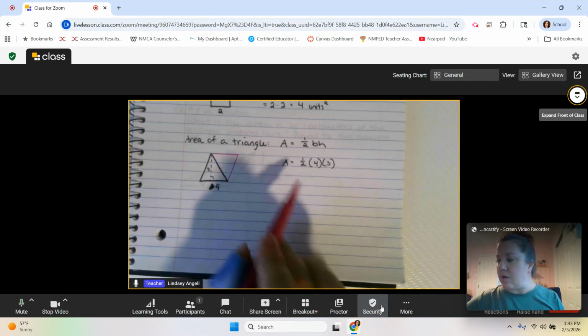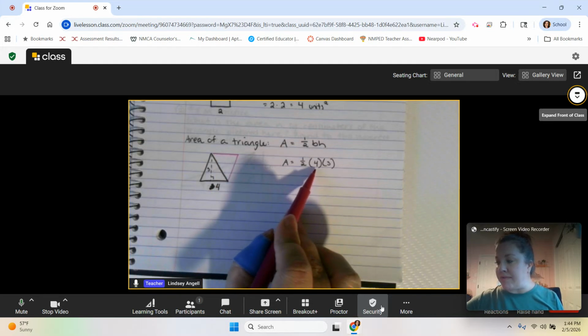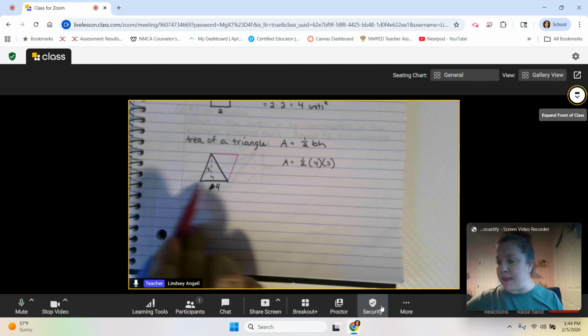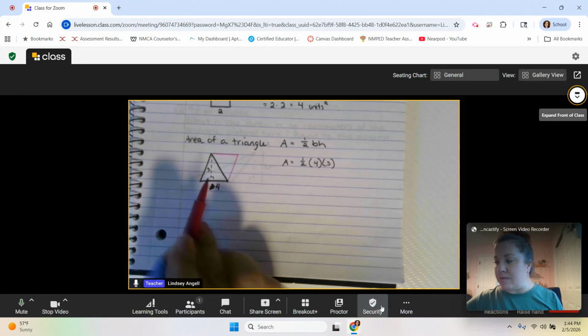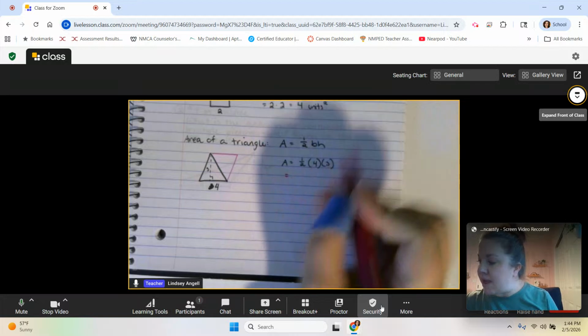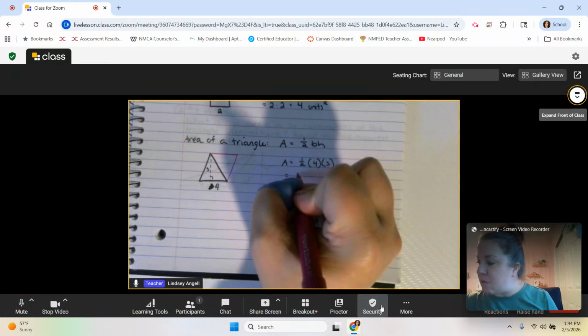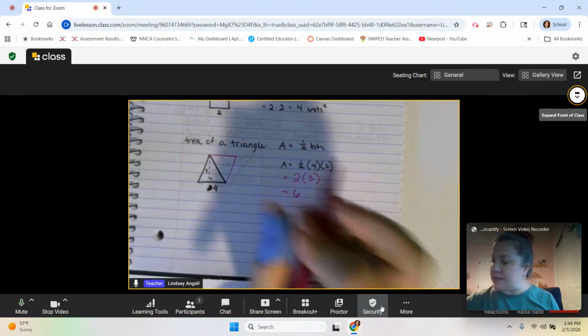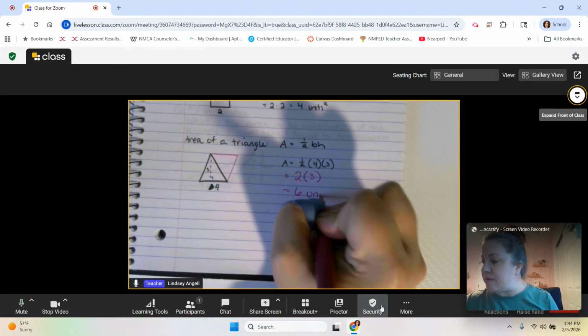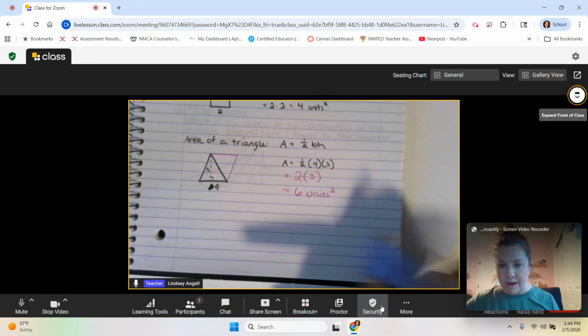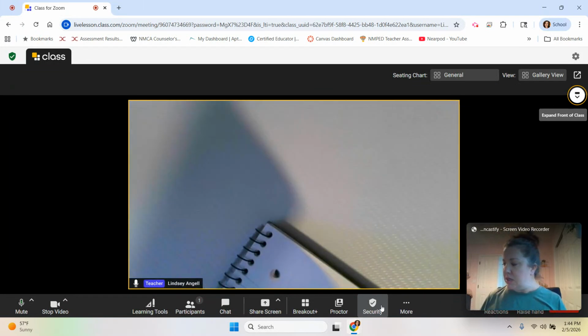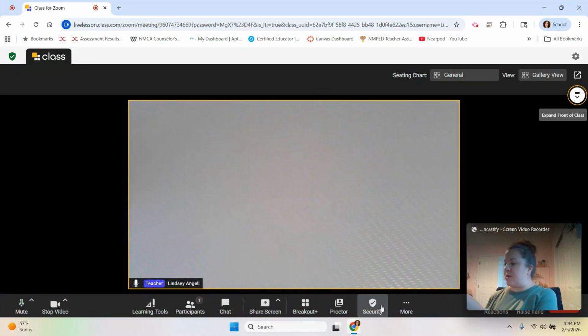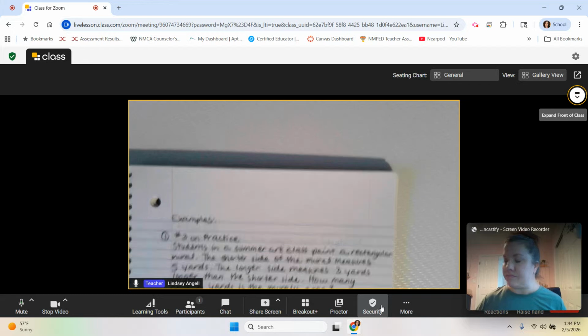All right, so in this case, we've got 1/2 times 4 times 3. My base was 4, my height was 3. So 1/2 times 4, well, half of 4 is 2, multiplied by 3 is 6. So in this case, we would have 6 units squared. Okay? So let's look at some examples from your practice and your quick check.